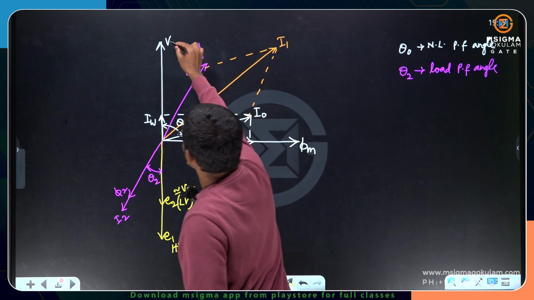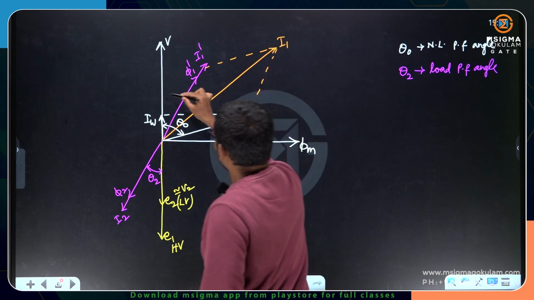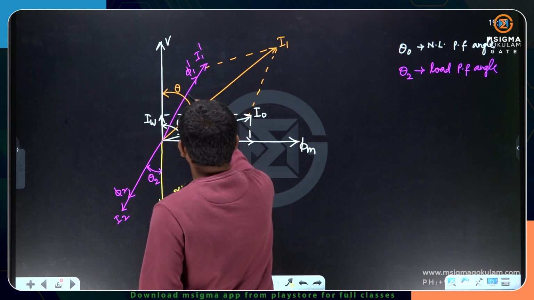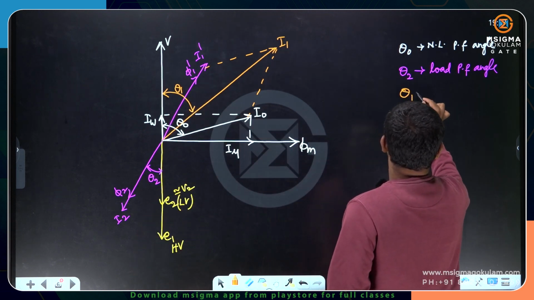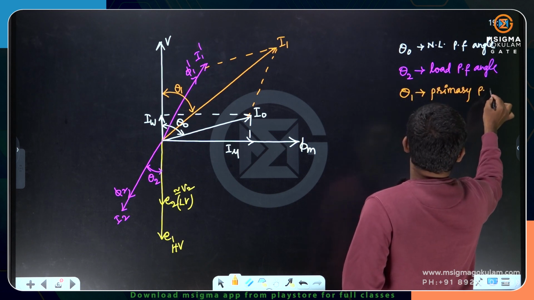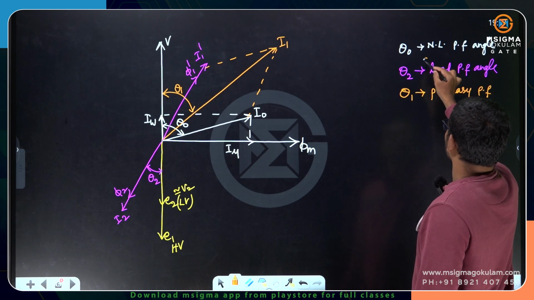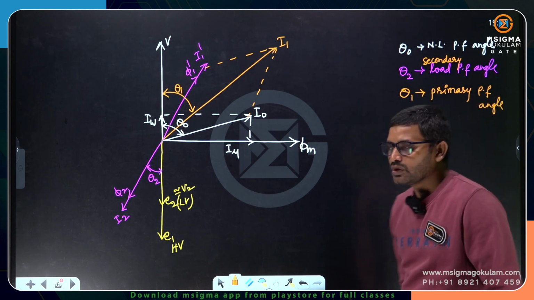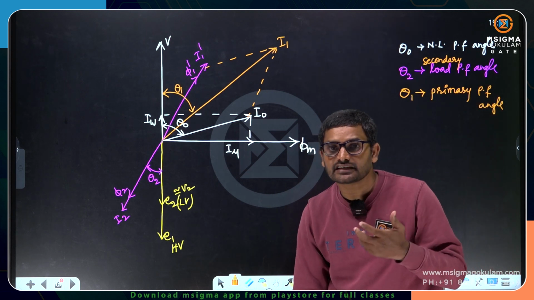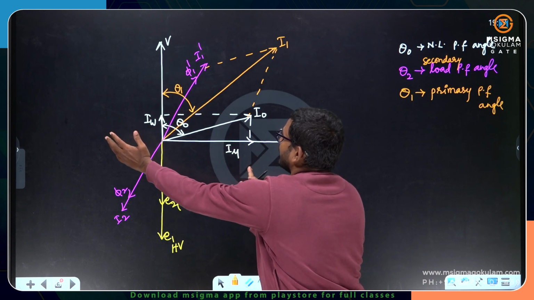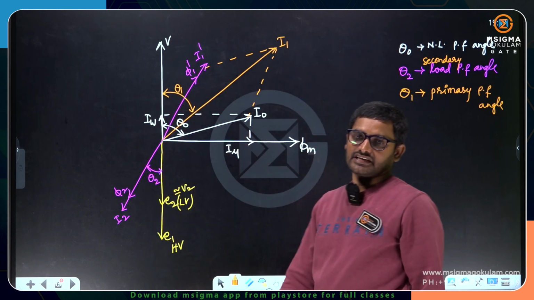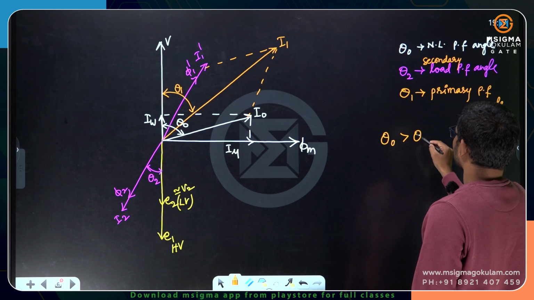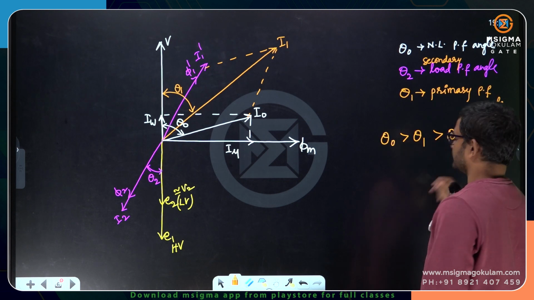Now the angle between supply voltage and supply current is theta 1. Theta 1 is the primary power factor angle. Theta 2 you can take as the secondary power factor angle. Now look at the angles and tell me which is greater. Theta naught is much greater, and theta 1 is greater. Then theta 2 is very small. So by observing the phasor diagram, I can say theta naught is greater than theta 1, and theta 1 is greater than theta 2.